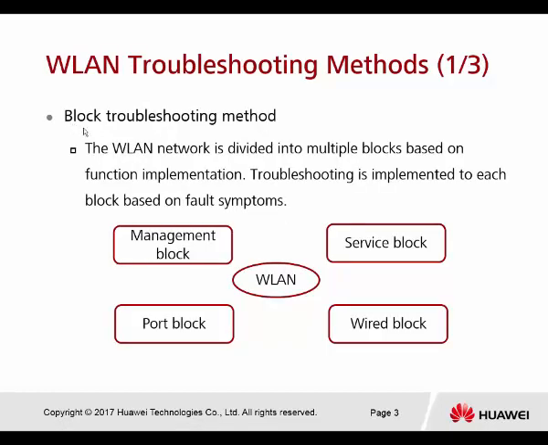Okay, so this is the block troubleshooting method. The WLAN network is divided into multiple blocks based on function implementation. Troubleshooting is implemented on each block based on 4 symptoms. The first one is the management block, which is based on the configuration that we configure on the AC. Then the service block, which might also have some configuration on the AC. Then the next ones are the wire block and the port block.